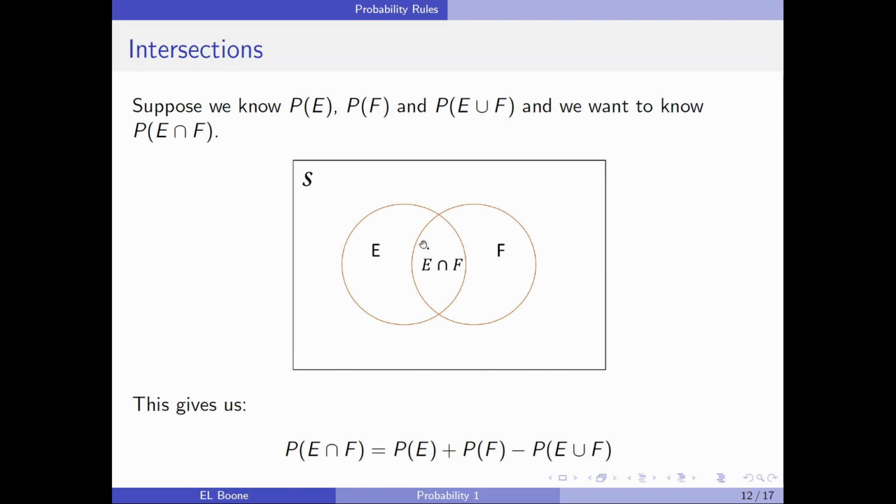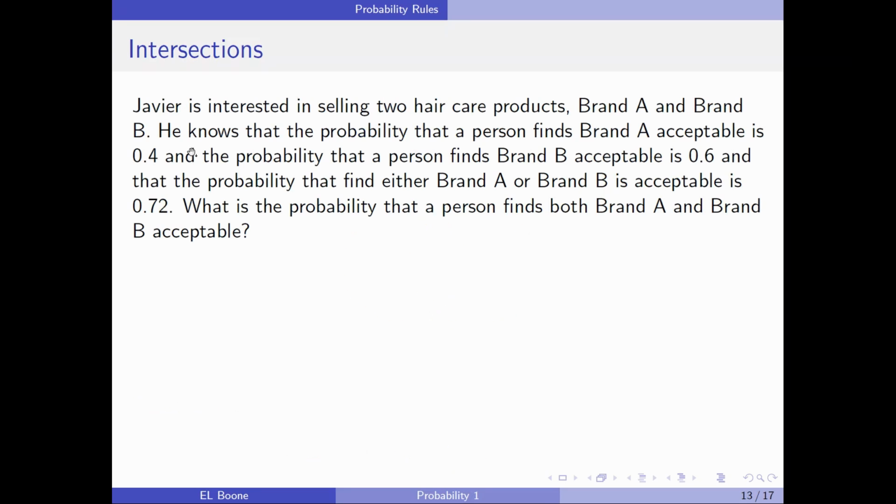All right, intersections. There's a very similar rule about the intersections because it's basically the same formula we had before, except these two are swapped. And algebraically, that works out just fine. So here we know the probability of E, we know the probability of F, and we know the probability of the union, and we want to know the probability of the intersection.